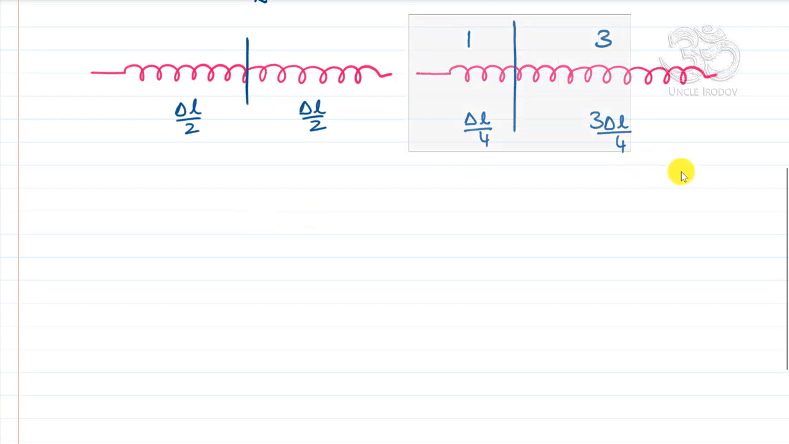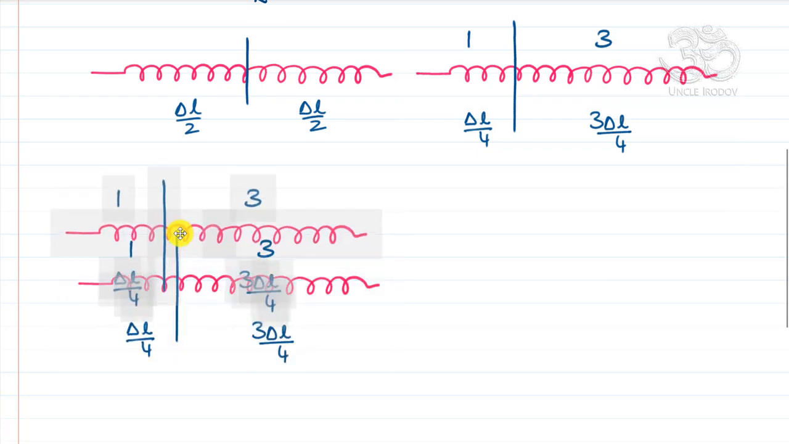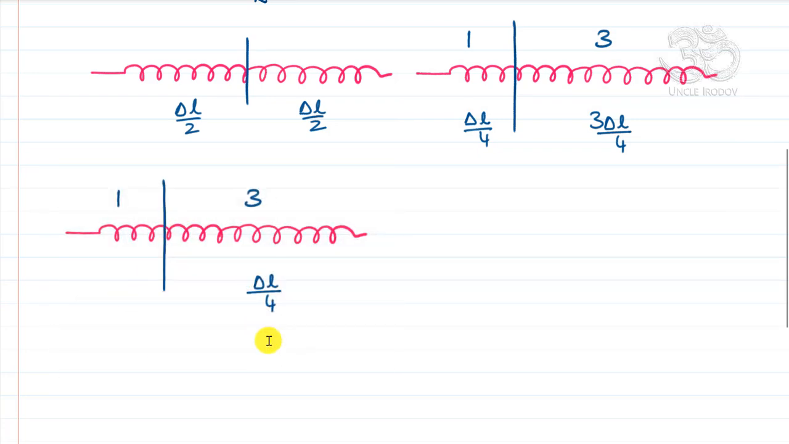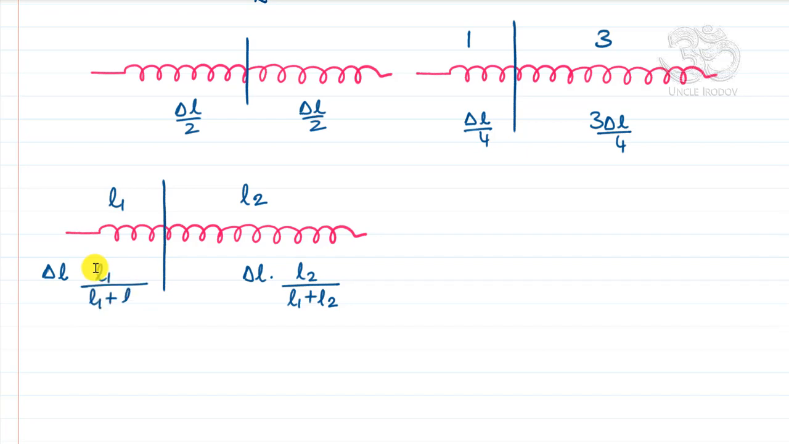So I take this spring itself and I copy it and paste it here, and I say that the ratio of first length to the second length is L1:L2. So the ratio of extensions will also be that. The extension will be delta L into L2 by L1 plus L2 for the longer part, and the extension will be delta L times L1 by L1 plus L2 for the shorter part. And if you add up the two extensions, you are still going to get the total extension delta L.